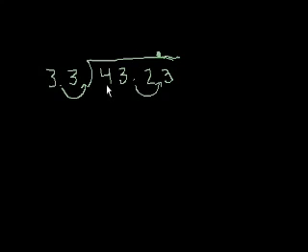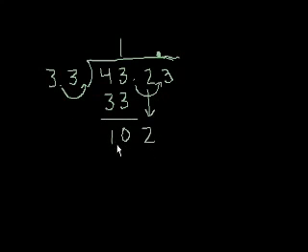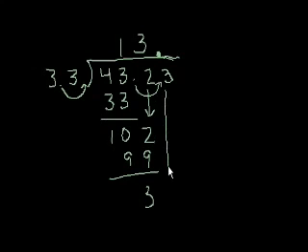33 goes into 4 0 times. 33 goes into 43 one time. That's easy. 1 times 33 is 33. Do the subtraction. 43 minus 33 is 10. Bring down this 2. 33 goes into 102. You can eyeball that one and say, oh, 3 times, because you know 3 times 33 is 99. 102 minus 99, well, that's easy. That's 3. And we just bring down this 3.